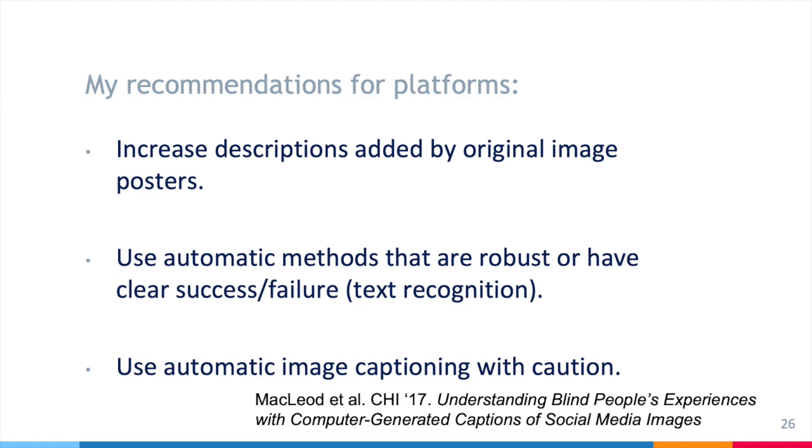I would recommend that platforms such as Twitter emphasize user-posted descriptions. These are likely to be more accurate due to additional context held by those users. Automatic methods that are robust or clearly succeed or fail should be deployed widely. This is text recognition. Automatic image captions should be made available, but we need to recognize that they are not perfect. Prior work has shown that they can be confusing.